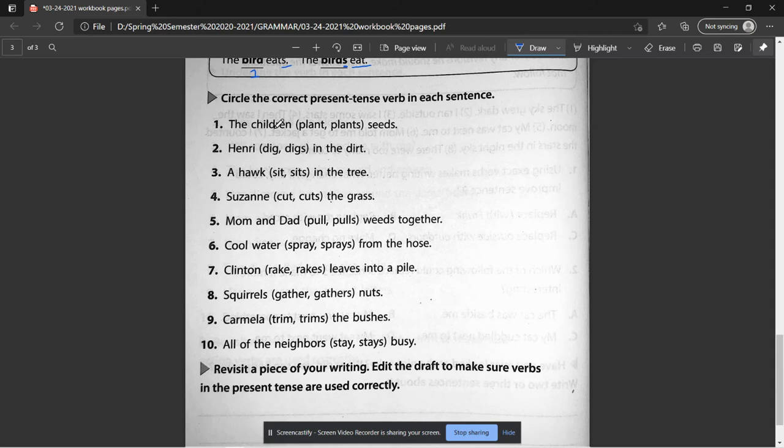Number 1, the children plant or plants seeds. What's the correct answer? Well, we have to look at the noun. If I want to make sure I'm using the correct verb, if the verb has the letter S or if it doesn't, I need to first look at my noun. So my noun in this case is going to be children. Do you guys remember when we discussed plural and singular nouns? Children. Is this a plural or a singular noun?